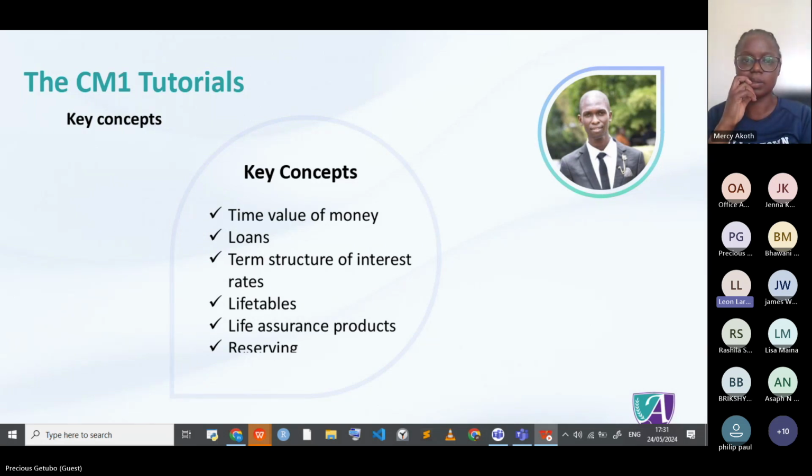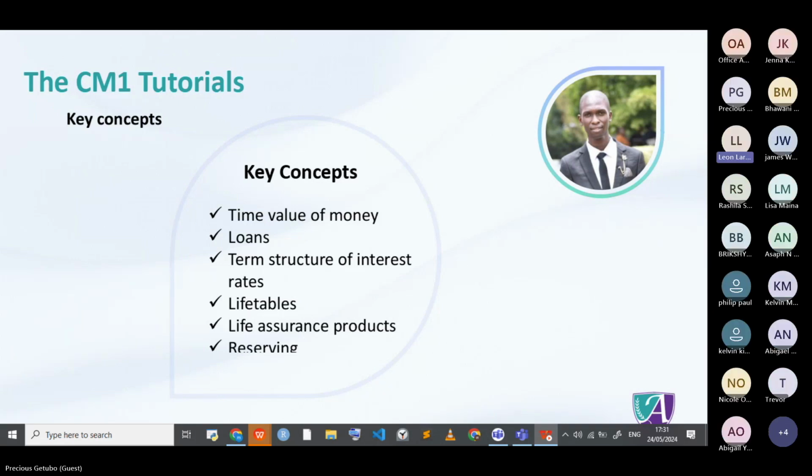CS1, CM1, I look at it basically in two ways. Currently CM1 is slightly huge because it was a combination of two papers, the former CT1 and CT5. CM1 is mainly understanding your cash flows. In part one of CM1 we talk about certain cash flows, and in part two we talk about contingent cash flows.